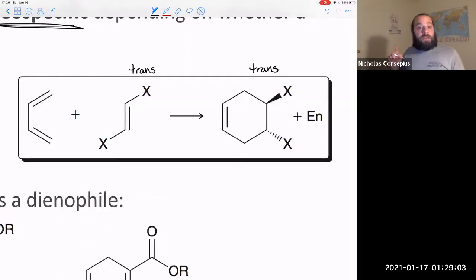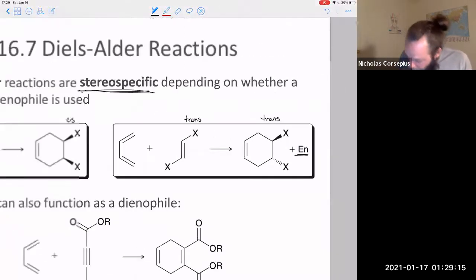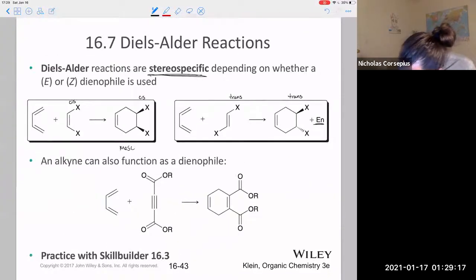Again, if the groups on my alkene were on opposite sides, they're going to be on opposite sides when the ring forms. Notice that if this happens, you have to include both enantiomers, right? Unlike this compound here, which is meso, this compound here actually does have an enantiomer.